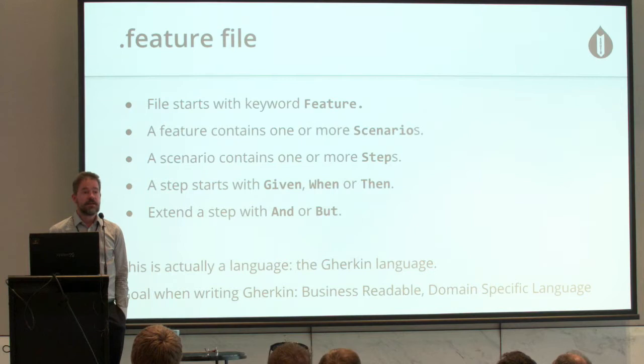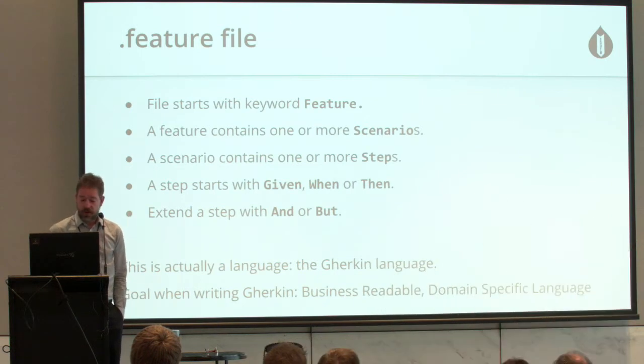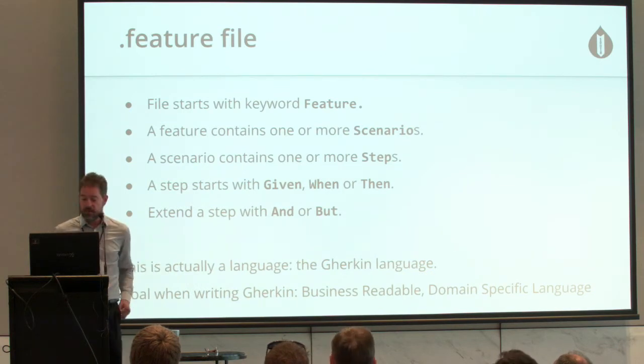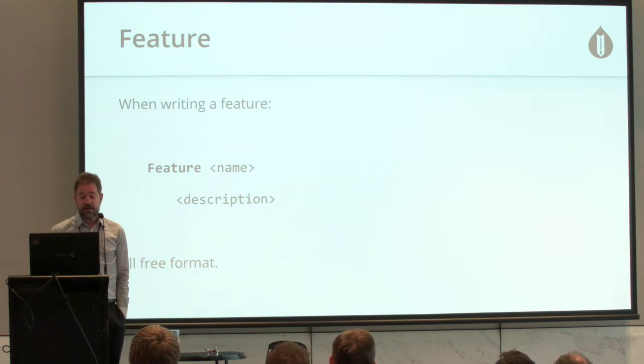This is actually a language that is described in the Cucumber book I showed you before. It's the Gherkin language, and the goal, when you write these tests, is that they are business readable. They may be domain specific, but they should be readable by business people. A bit more detail than writing a feature. So feature, anything goes after that, and if you indent with spaces, you can continue that. It's free format.